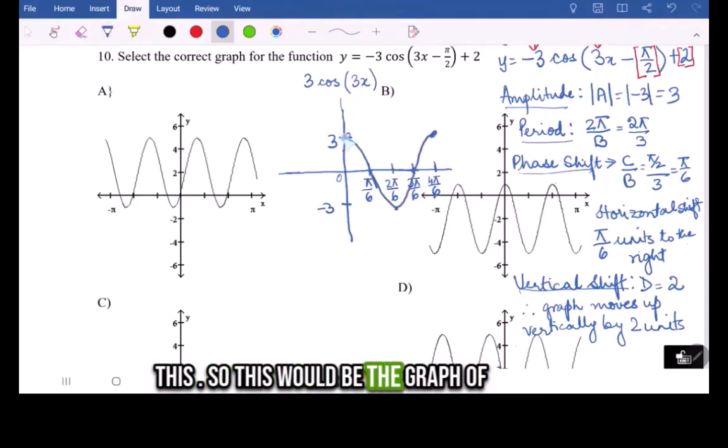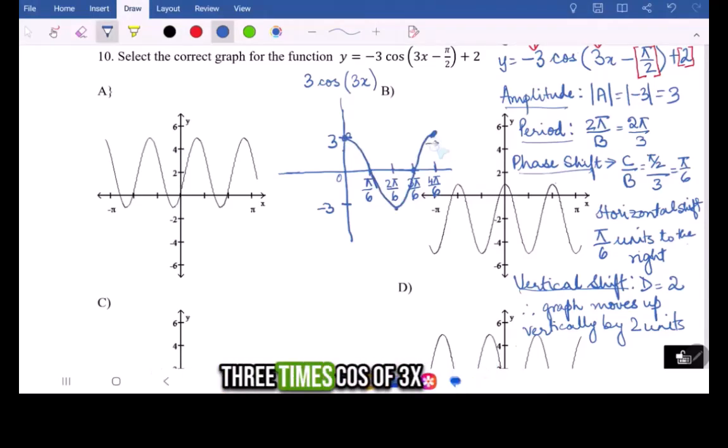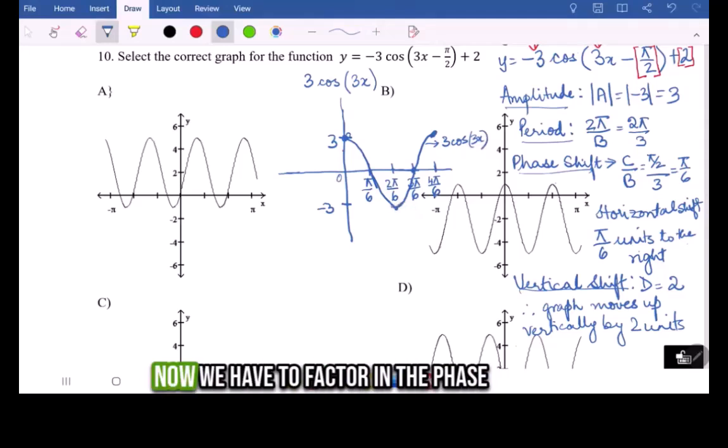So this would be the graph of 3 times cos of 3x. This is going to be its shape. Now, we have to factor in the phase shift. So now I'm going to draw this graph in another color, introducing the phase shift of pi over 6 units to the right. All right, so let's do that. The entire graph is going to shift pi over 6 units to the right.